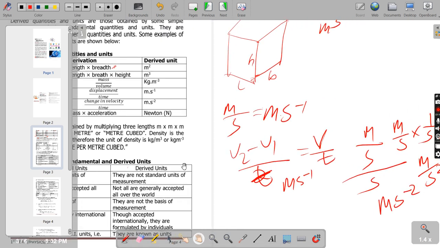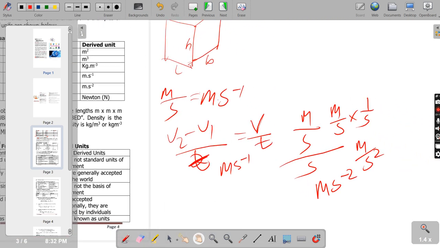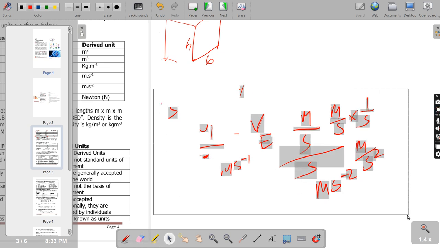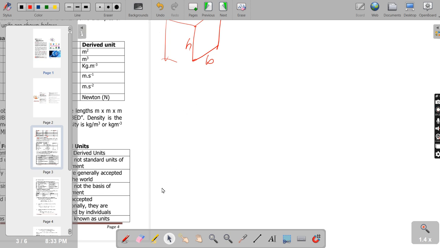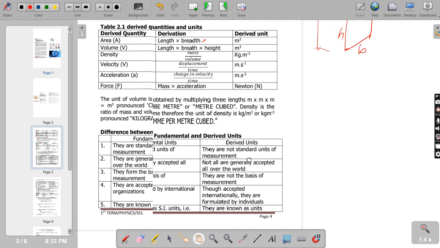Okay, so now I can see my board is getting full. So let me highlight it and delete it at once, so that we can have a clean board to work with.